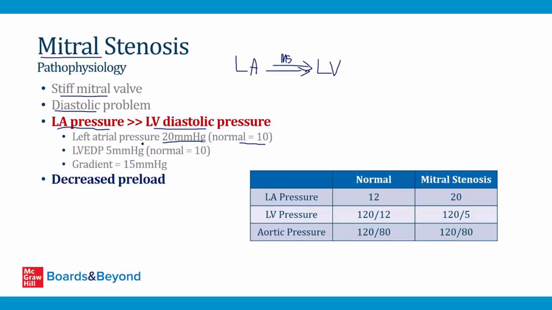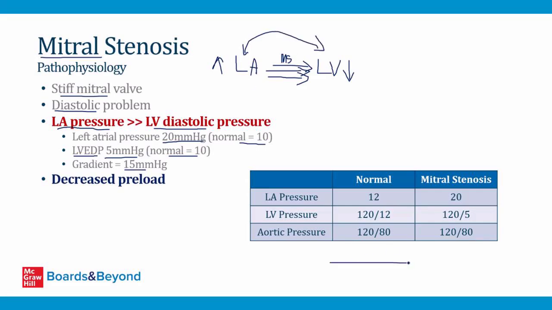In addition to the left atrial pressure getting higher, the left ventricular pressure at the end of diastole can get low. Let's say a normal pressure is about 10, it could be low like 5. Why is it low? Because it's hard for blood to flow into the left ventricle in diastole, so the left ventricle underfills. So you get this situation with a high pressure in the left atrium, a slightly lower pressure in the left ventricle at the end of diastole, and a gradient across the stiff mitral valve. And so in this example here, the gradient would be 15.